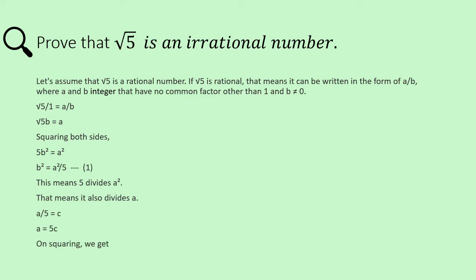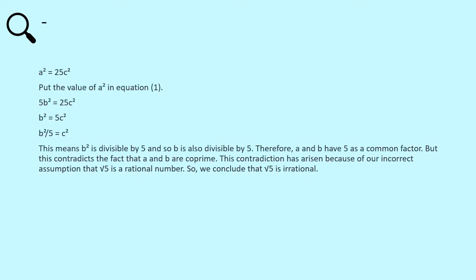Now we will write a by 5 is equal to c. Thus a is equal to 5c. Now we will square both sides and it will lead to a squared is equal to 25c squared. Now, we will put this value of a squared in the last equation.